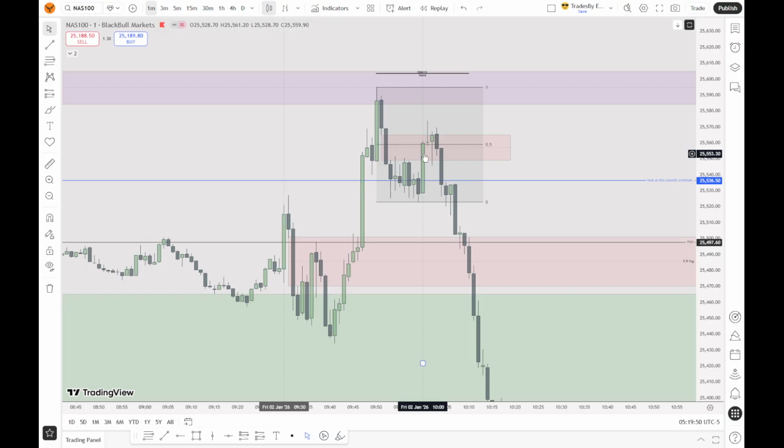My worst entry. Price came to the premium or the upper half of that fair value gap, which was a good selling opportunity. Okay, so my worst entry could be on that high. My worst entry, because I already defined my stop loss. If price comes to this worst entry, my stop loss is already defined. Okay. Now, that's not breaking a rule, because the stop loss is defined.